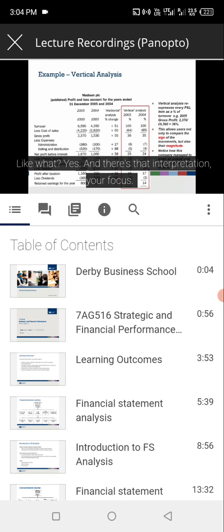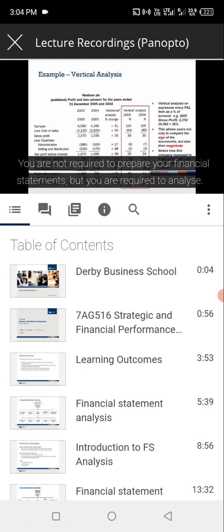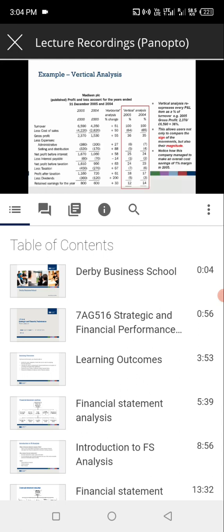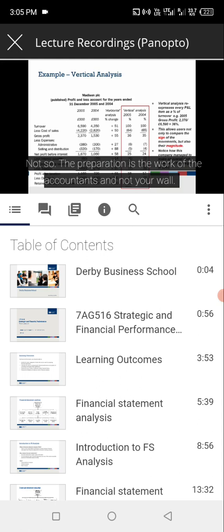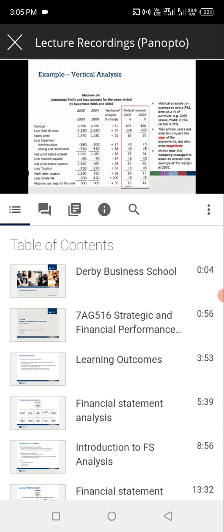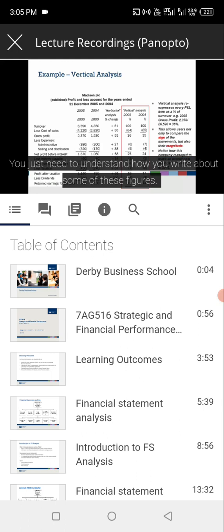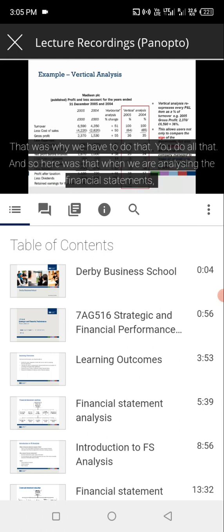Yes, and I said interpretation. Your focus: you are not required to prepare the financial statement, but you are required to analyze. So it's the analysis and not the preparation. The preparation of a financial statement is different from the analysis. The preparation is the work of the accountant and not your work. You just need to understand how we arrive at some of these figures. That was why we had to do double entry, do all that.